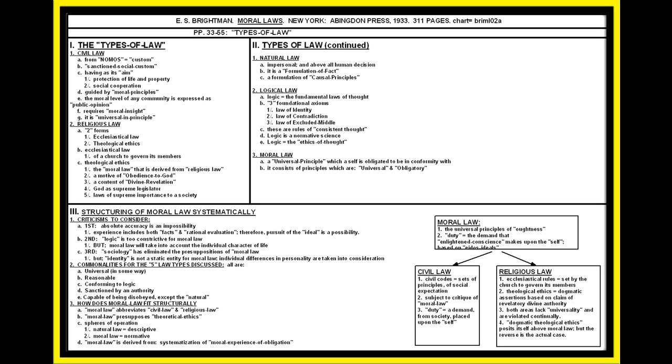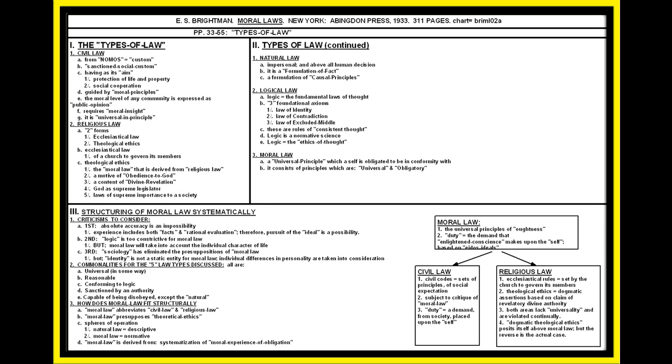So we move down to Block 3, and in Block 3, we're going to take a look at the criticisms against moral law. And number 1, absolute accuracy is an impossibility. It is stated. But Brightman says experience includes facts and rational evaluation. Therefore, pursuit of the ideal is a possibility because we're looking at the conscious, rational evaluation, not just brute fact. Number 2, logic is too constrictive for moral law. Brightman responds and says, but moral law will take into account the individual character of life.